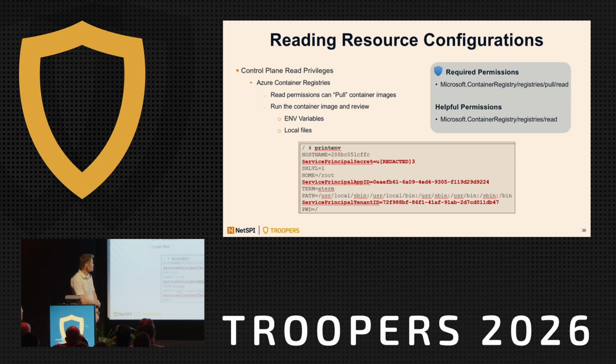As a reader, you can pull container images. Those often have sensitive information in them. This is one of those weird ones where it kind of feels like it breaks the data plane, control plane kind of thing, but if you have read on the container registry, you can get access to the image, authenticate to Docker, and run the images yourself locally, things like environment variables and just local files on the containers themselves. That's a gold mine. We often find credentials all over the place in those.